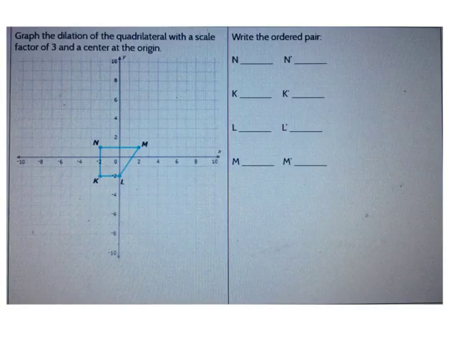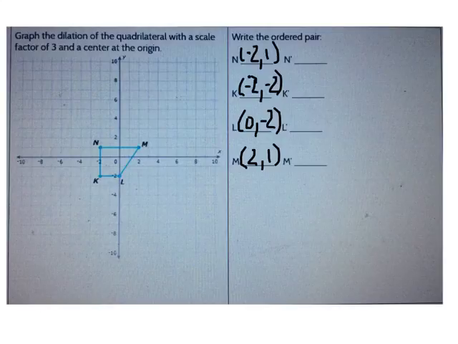Let's do one more together, then you can try 3 on your own. First, find the original coordinates for the quadrilateral that we're going to dilate with a scale factor of 3 and center at the origin. What are the original ordered pairs? To find the new ordered pairs, I can multiply each coordinate times the scale factor. What's negative 2 times 3? It's negative 6. What's 1 times 3? It's 3. So N prime can be drawn at negative 6, 3.